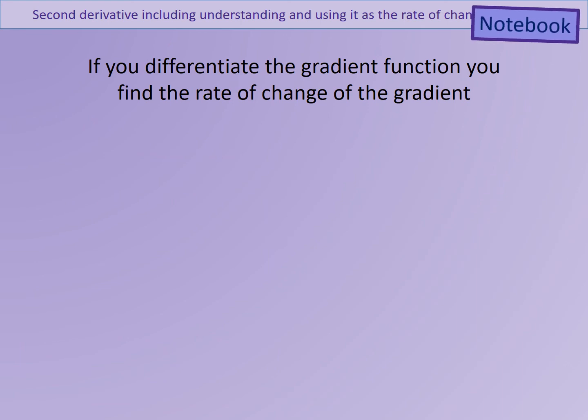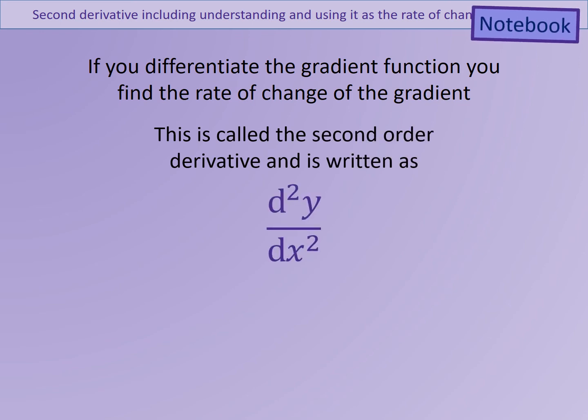Good, so we're nearly there. The only other thing to look at within this presentation is to look at what's called the second derivative. So this is if I take the gradient function dy by dx and I differentiate it a second time. If we do that, the notation for it is this, which you're seeing here. So this is if I took the original function and differentiated it twice, or if I took the gradient function dy by dx and differentiated it once. So this is called the second order derivative, and we would describe this as d2y over dx squared.